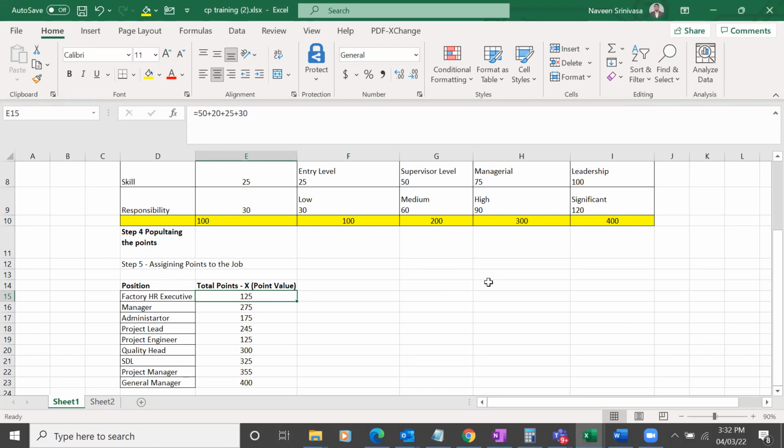Correct. That is exactly what I wanted to understand, because there might be some positions which are very critical. Let's say, a role of a PMO, which requires a lot of cross-functional stakeholder management. So that becomes a very unique compensable factor, which may not be applicable in other positions.